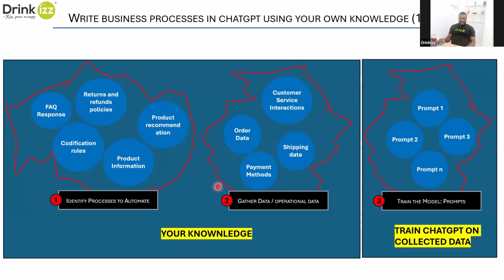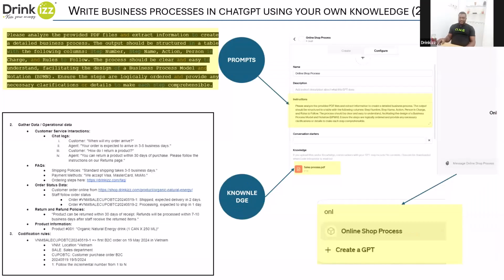And then the second part will be the data that this will generate. Here you also need to collect all of your operational data, which we call your knowledge. And this knowledge will be used in GPT, so you can create a kind of prompt or GPT to train on the collected data. So here is some example.